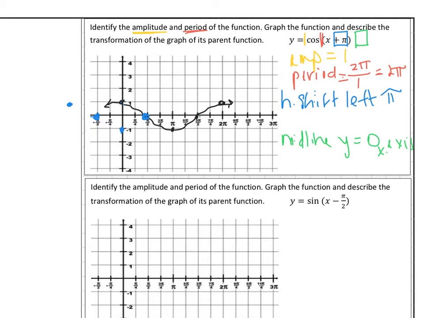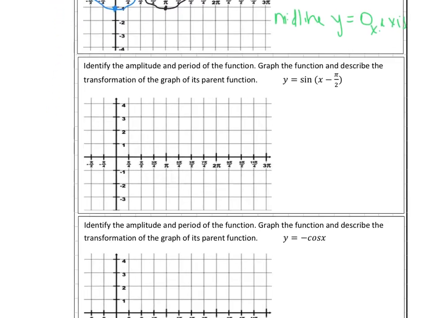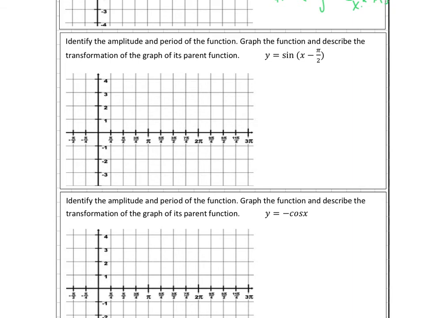And then 2 pi, we're going to shift it 4 spaces. So this is what cosine of x plus pi looks like. Okay, you could pause the video right now and try the next example on your own using sine. Or you can follow along with me.